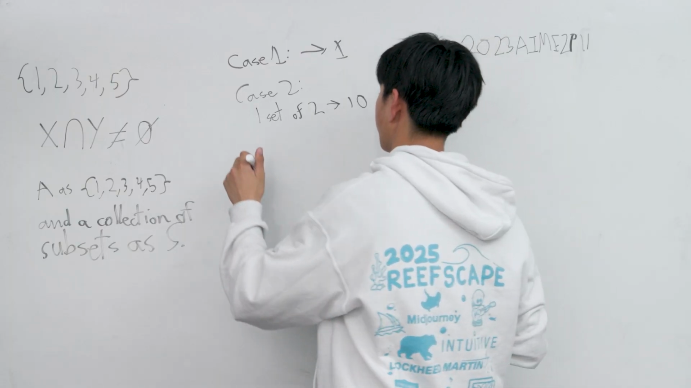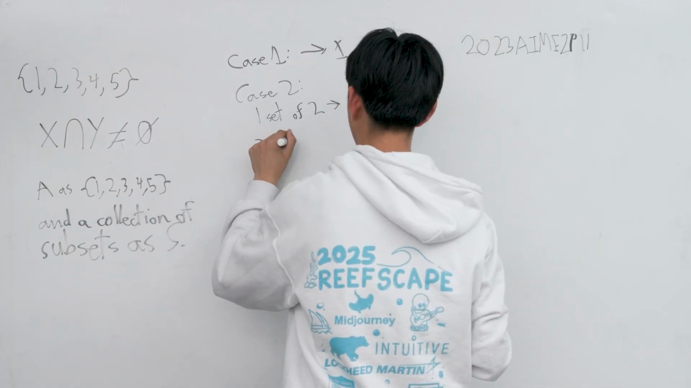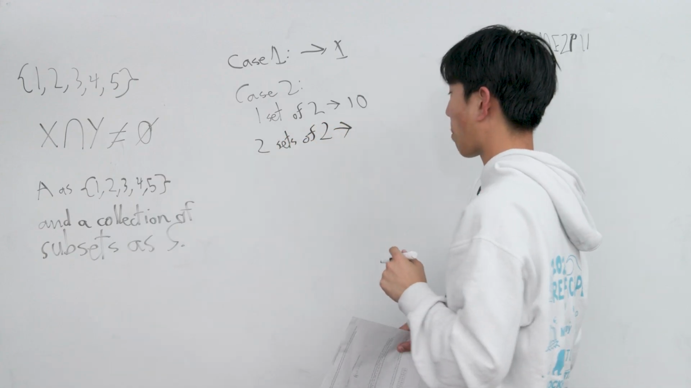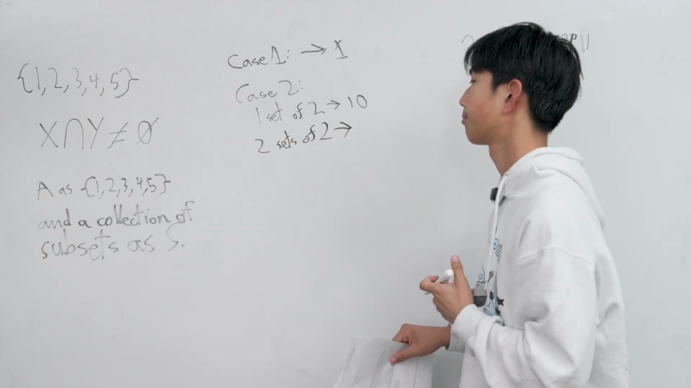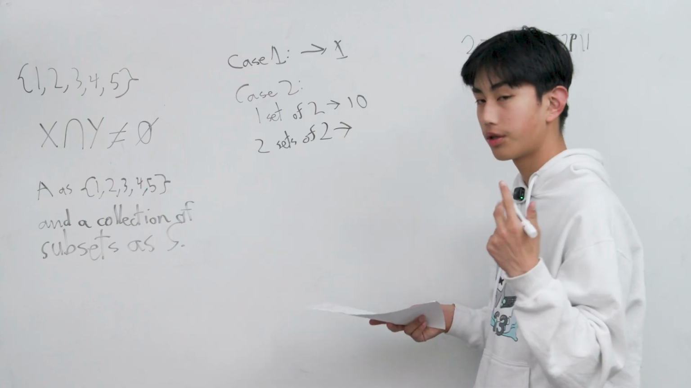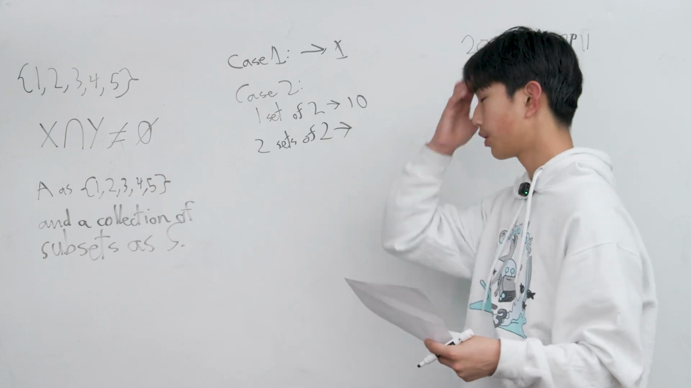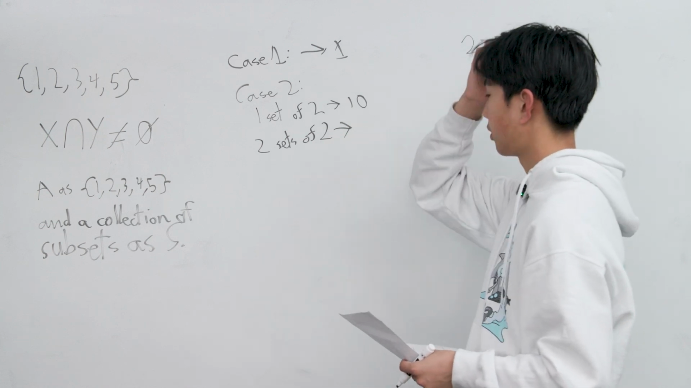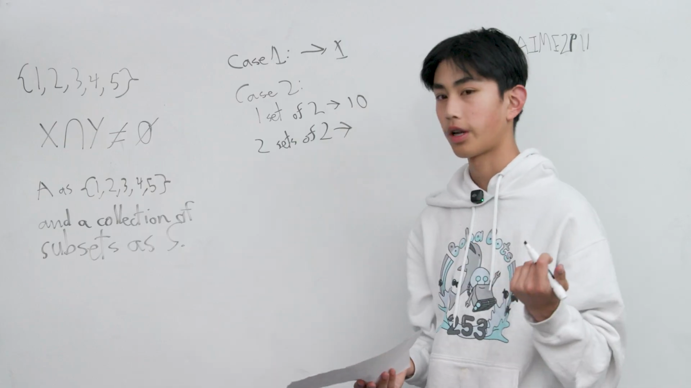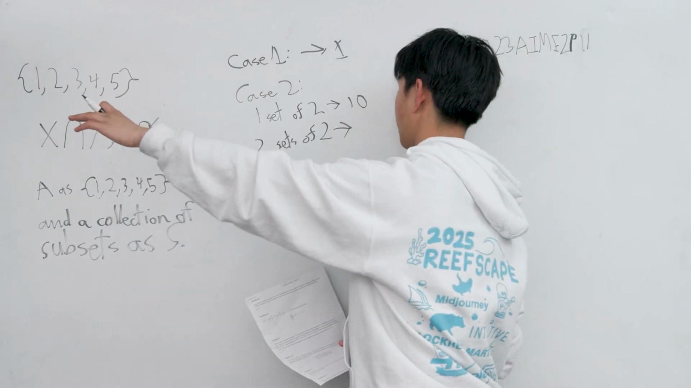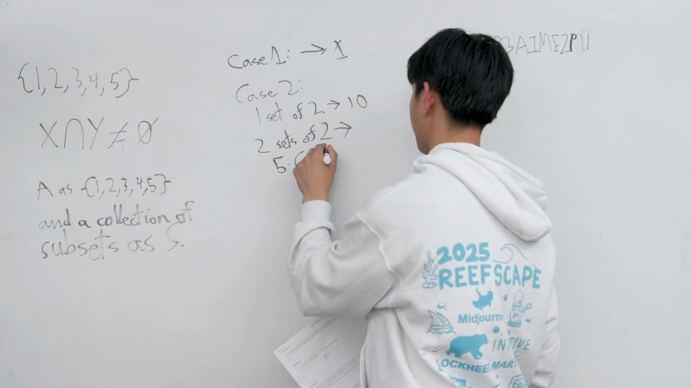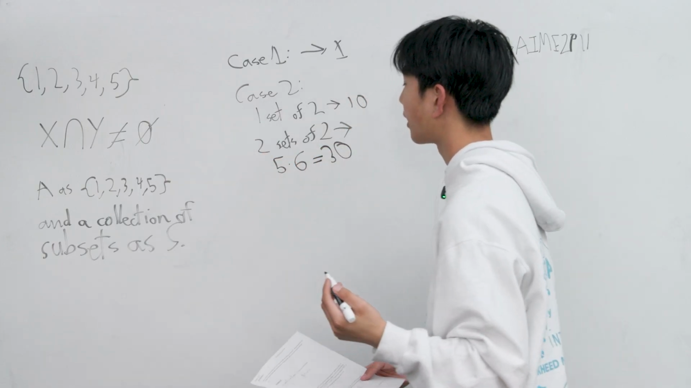So then we have 2 sets of 2. And for 2 sets of 2, there's a lot more cases to consider. So we're going to have the 5 from here, and then we're going to have to multiply it by 6 to get 30. And this is 30 ways to do that.